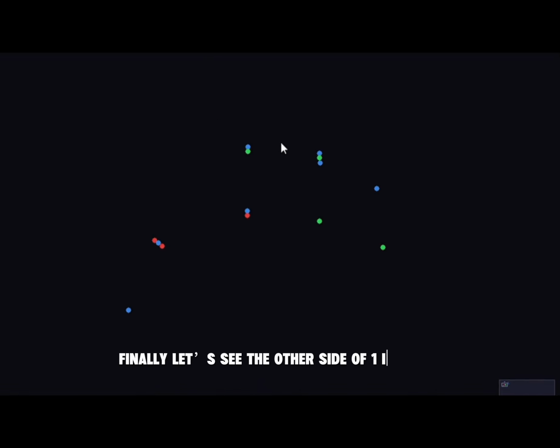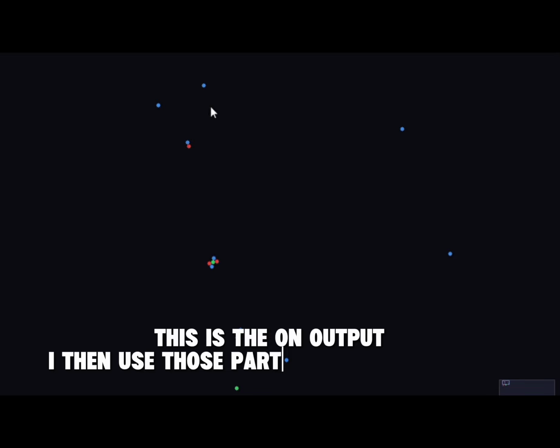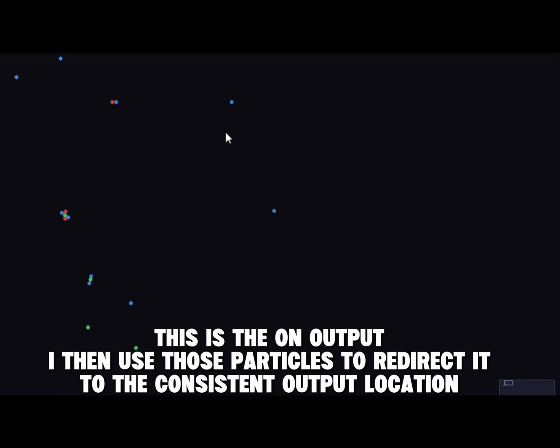Finally, let's see the other side of one input, on. This is the on output. I then use those particles to redirect it to the consistent output location.